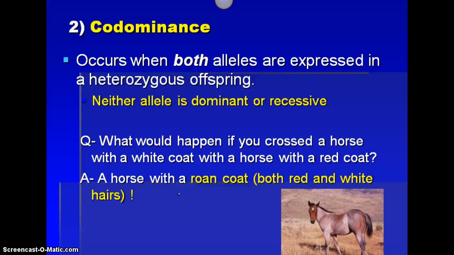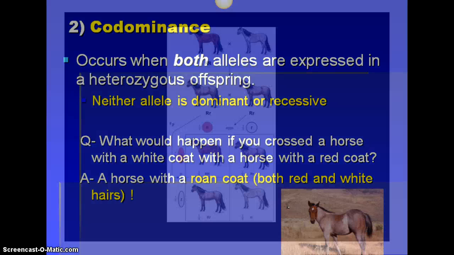And so again, if we had red hairs, that would be one homozygous genotype. If we had white hairs, it would be completely recessive. But if we have the intermediate, the heterozygous, we're going to get red and white hairs equally. In humans, we're going to talk about codominance with blood types, and we'll get to that a little bit later.